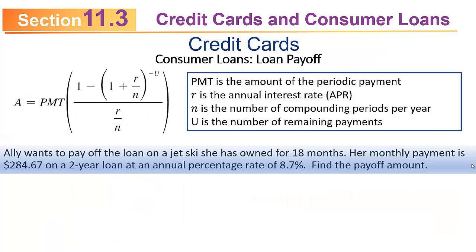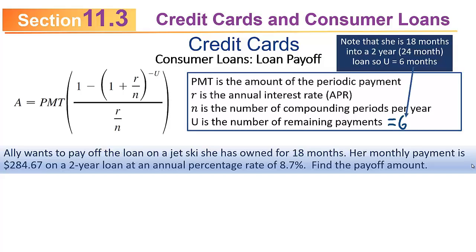So let's do an example. Suppose Allie wants to pay off the loan on a jet ski she has owned for 18 months. Her monthly payment is $284.67 on a 2-year loan at an annual percentage rate of 8.7%. Find the payoff amount. So we want to use this formula that we have on the screen.